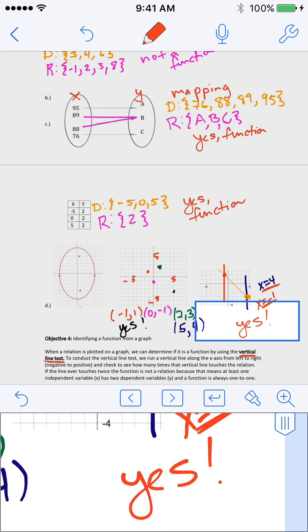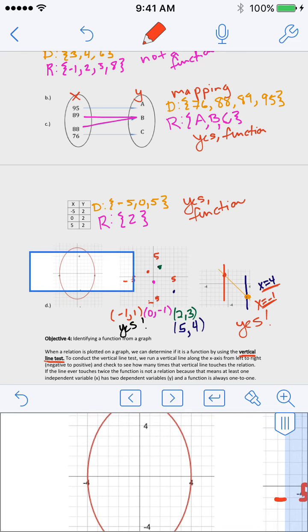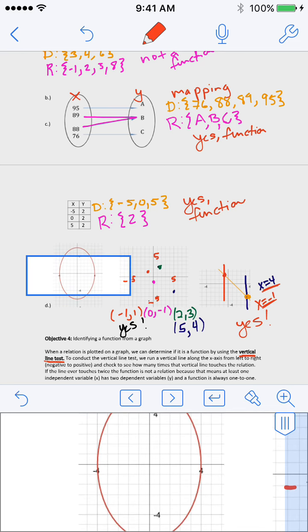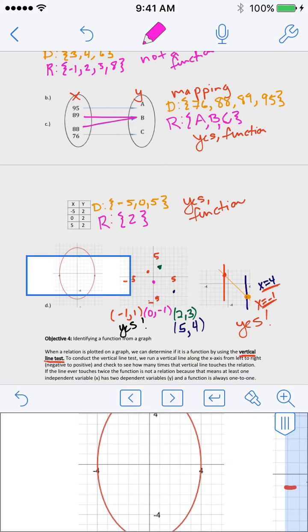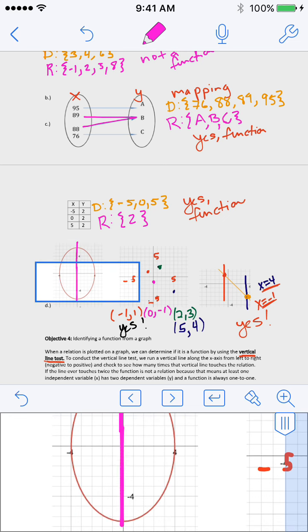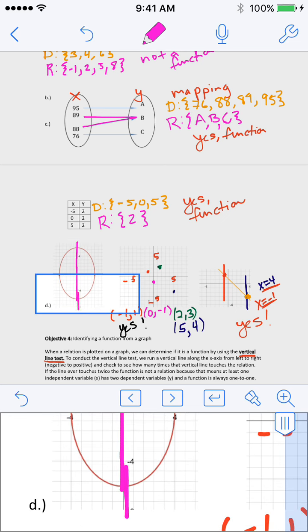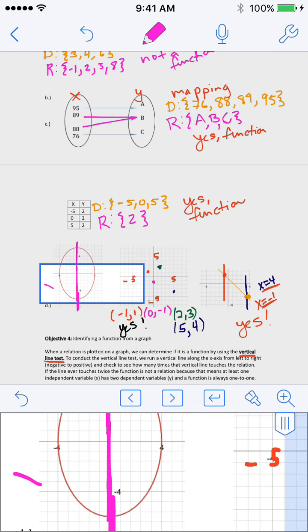Let's take a look at an example where the vertical line test fails, where this doesn't work. So let's go take a look at the first one. This is a nice pretty oval, or an ellipse if you're a little more technical about it. Let's draw a vertical line through 0. So this is x equals 0, otherwise known as the y-axis. X equals 0. So this nice pink line.